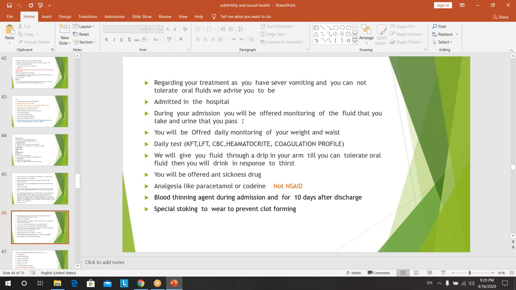You will be offered monitoring of the fluid that you drink or take, and the urine that you pass, the input and the output. You will be offered daily monitoring of your weight and your waist to see how your condition improves. Daily testing of your kidney function, liver function, your hematocrit and the coagulation profile. You will be given fluid through a vein in your arm, intravenous fluid, till you can tolerate oral fluid. Then you will drink in response to your thirst. We'll give you anti-sickness medication. We will give you analgesic for the pain, like paracetamol or codeine, not non-steroidal, because, as Dr. Ahmed said, it will affect your kidney. A blood thinning agent during your admission and for 14 days after discharge, and special stockings to wear. All of this is to prevent clot formation.